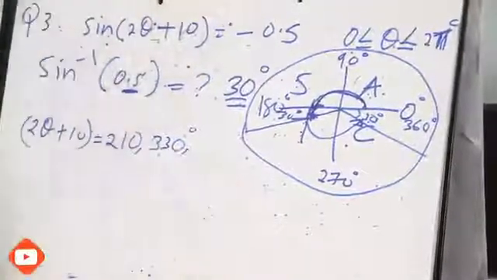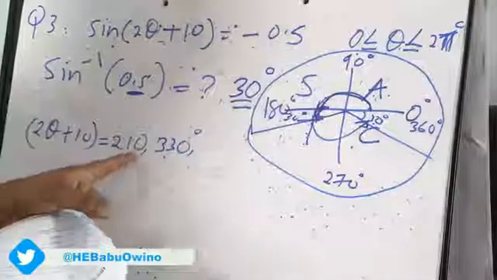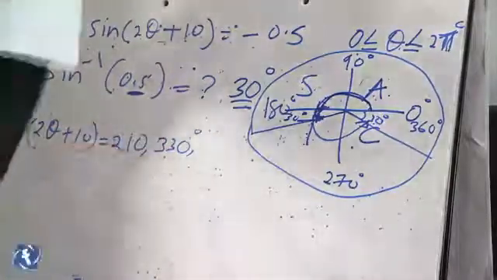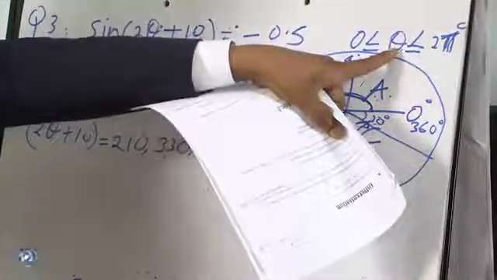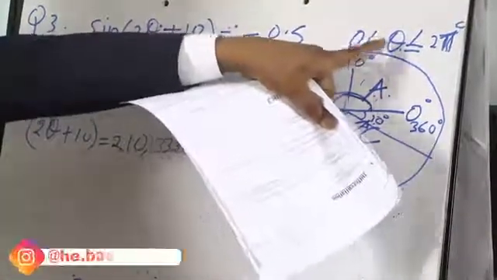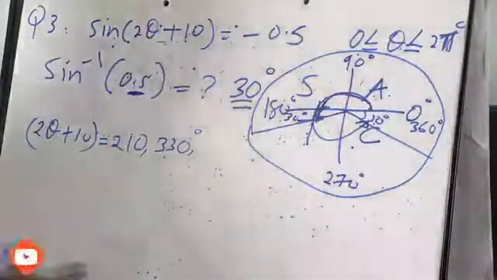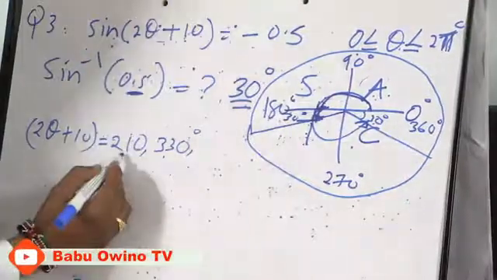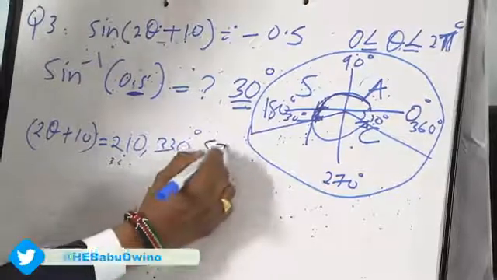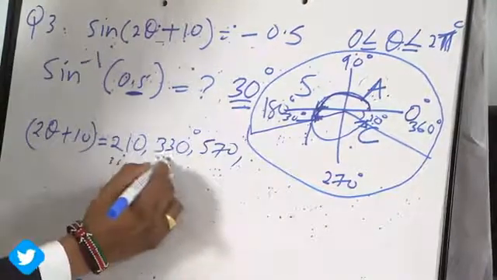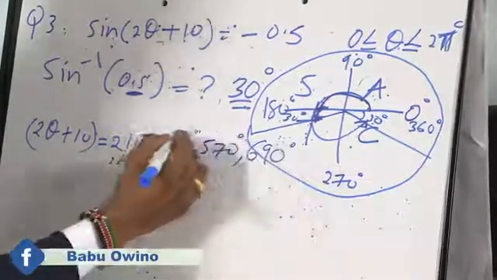Then something interesting, you make one complete rotation. Then you add to the available angles, so that we get all the angles, because we've been told that our theta is greater than 0 but less than 2 pi radians. So when you take 360 and you add 210, you get 570, which is another angle. And then you add 360 here, you get 690, which is our other angle. These are in degrees.